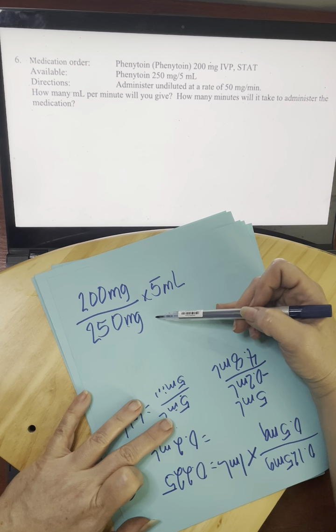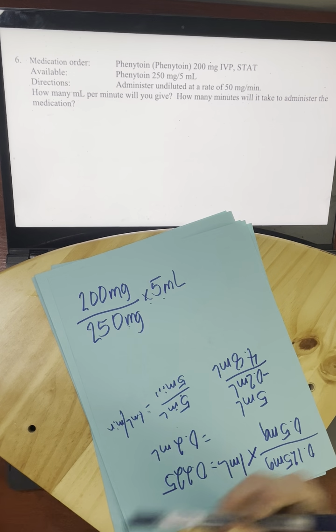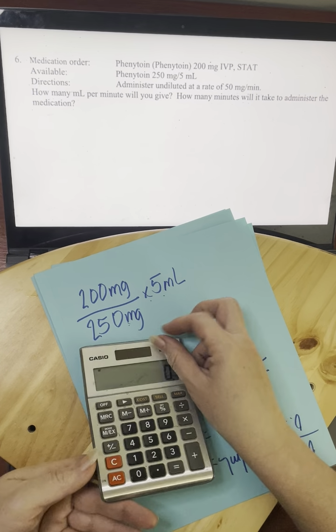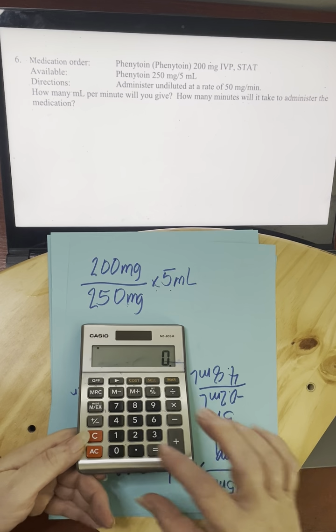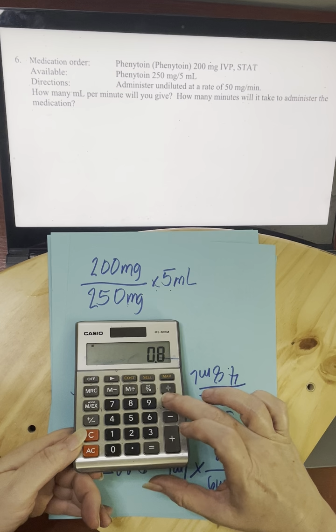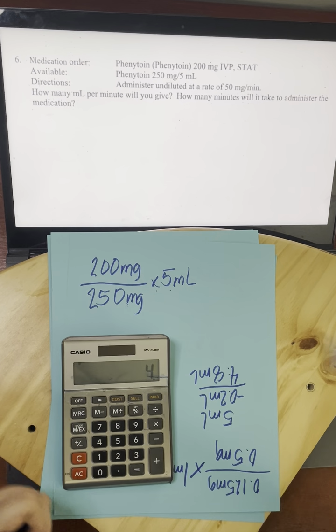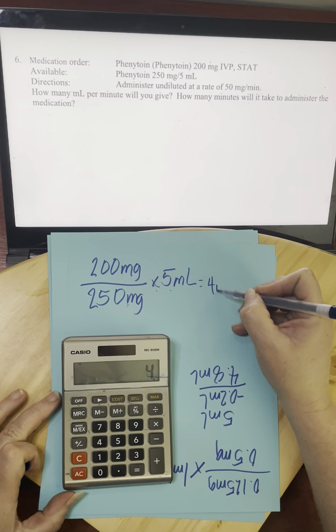And then we're going to do the math. That divided by that, and then multiply it times 5. Okay, let's do it together. I'm doing it on the side. 200 divided by 250 equals, times 5. So we have to pull 4 milliliters out of the vial.